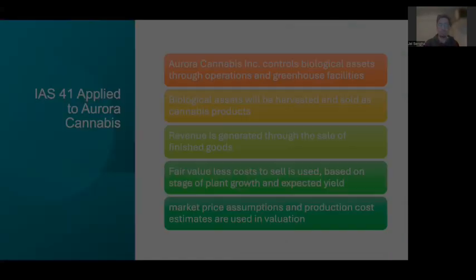So how does this apply to IAS 41? They use the fair value less cost to sell model. You have to look closely at the market and price assumptions and production cost estimates, because these are based on management's own estimates of future returns. Because these are based on management's estimates, it can become unrealistic, since management could be too optimistic about how well they think it's going to do. So we have to estimate it based on a reasonable price.